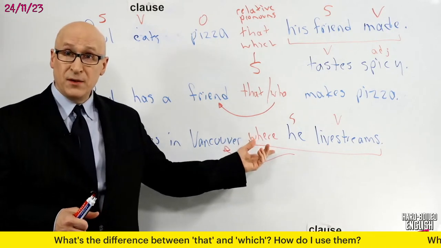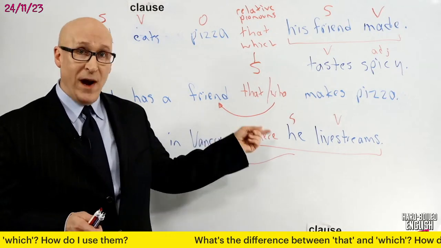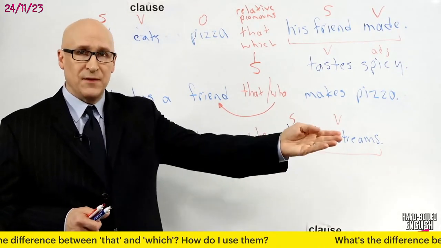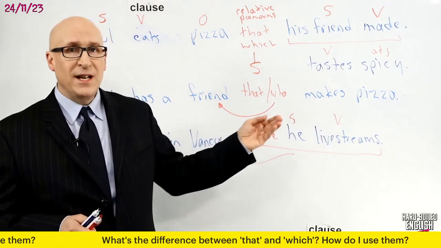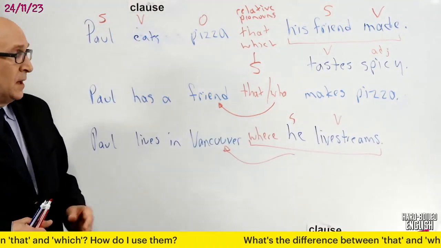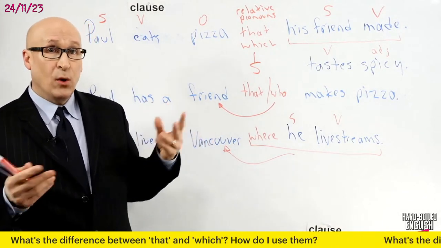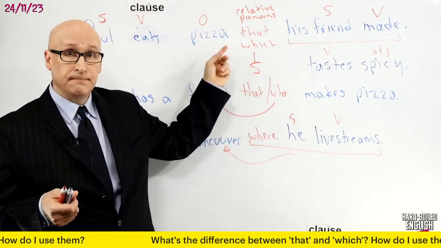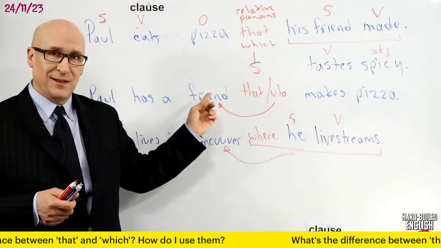Okay, now there's a more formal way to do this. We could say Paul lives in Vancouver, from where he live streams. Or we could even say which, from which he live streams. Or we can say Paul lives in Vancouver, which he live streams from. Okay, that's possible. But in answer to the original question, that or which, you have a choice when you're connecting to a non-animate object noun. Use that or who when you're connecting an adjective clause to a person, right?